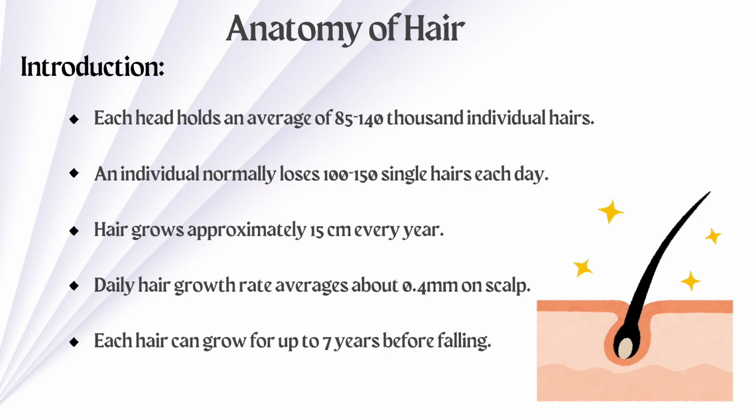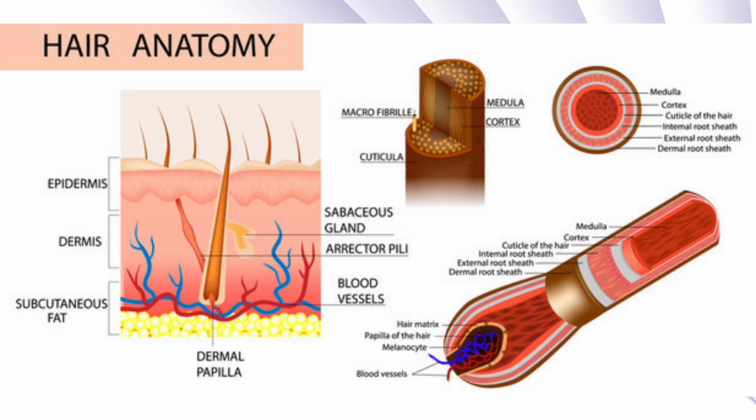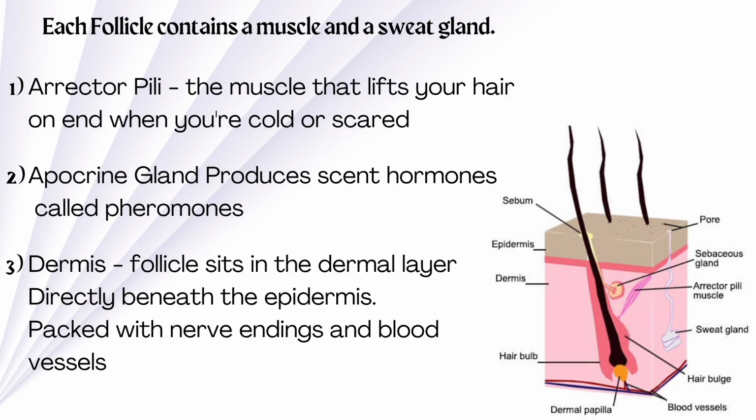Growth rate average about 0.4 mm on the scalp. Each hair can grow for up to 7 years before falling. Each follicle consists of muscle and the sweat gland. Arrector pili, the muscle that lifts your hair on end when you are cold and scared. Apocrine gland produces the second hormones called pheromones.